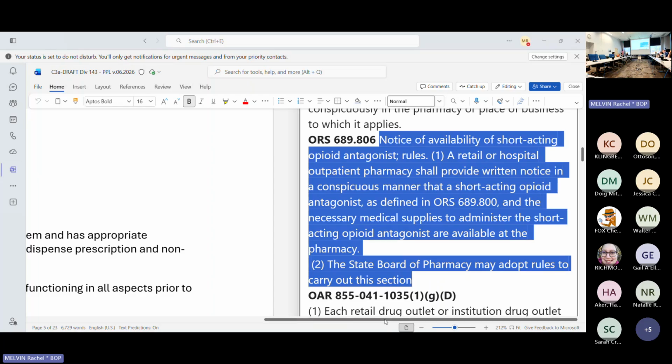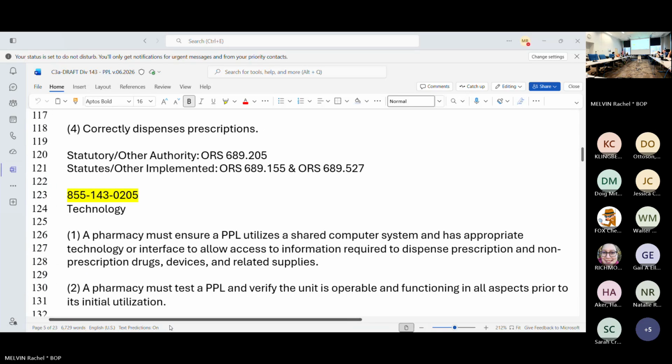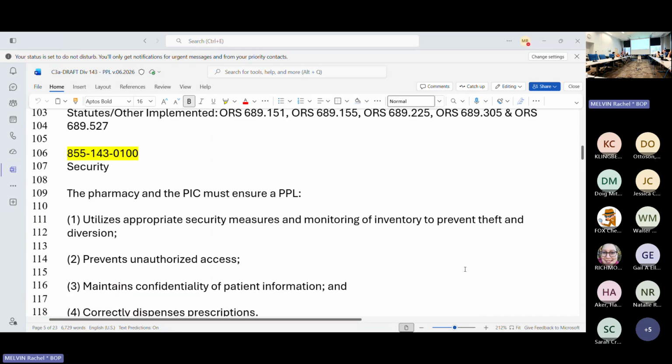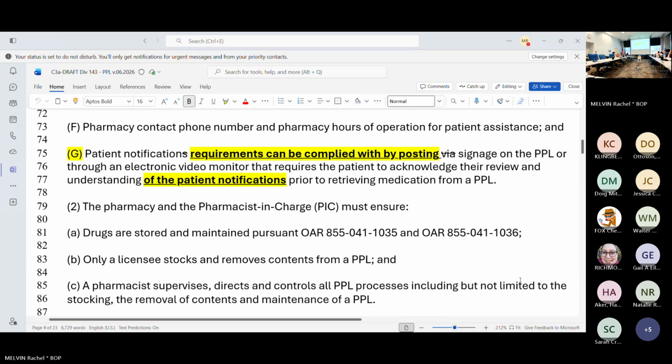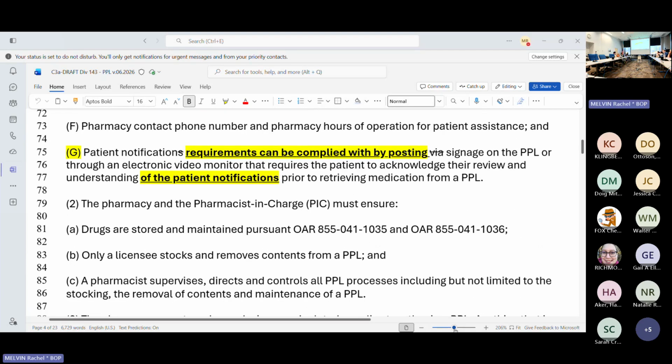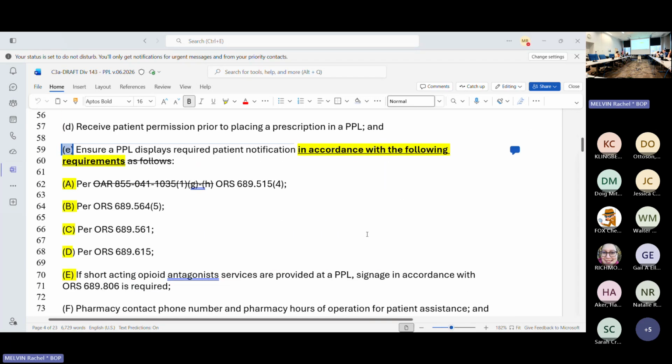So if you're providing that service, you need to somehow provide written notice in a conspicuous manner that the service is being provided. That's clear-ish. That's clear, thank you. Vice President Kirkbride? I don't have anything to add. Thank you. Board Member Patel? Nothing to add. Thank you. And Board Member Pinedo? Nothing to add, thank you. And Board Member Smith? Nothing to add, thank you.